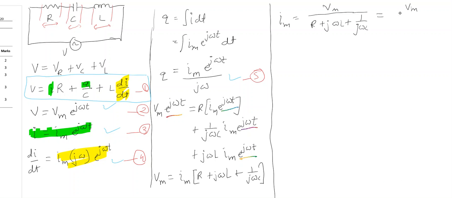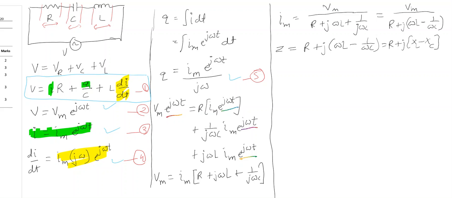The advantage is we can take j out. So Vm upon R plus j, now I have omega L, and here I will take minus 1 by omega c. So the denominator is actually impedance. It can be labeled as Z. You have a real part, you have an imaginary part. So you can also write it as R plus j (XL minus XC). Okay, so here is our equation 6, and let me call it equation 7.